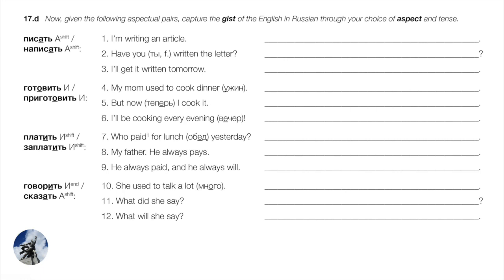Number six, I'll be cooking every evening. I will be cooking. It's future tense. We're talking about the future. Every evening is another clue, right? Repetition. It's got to be imperfective.